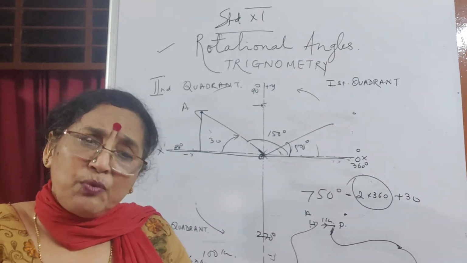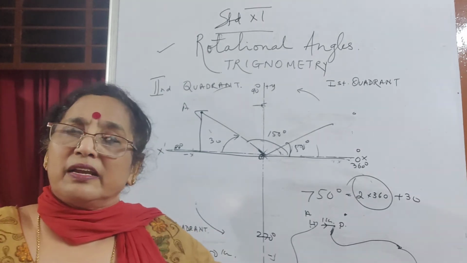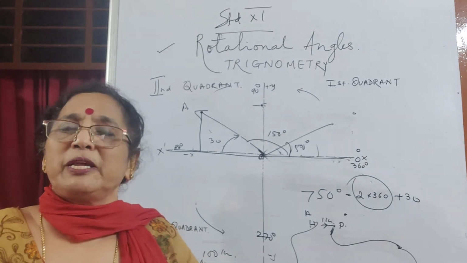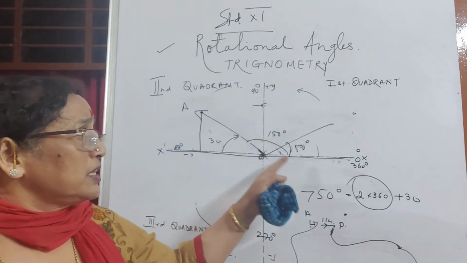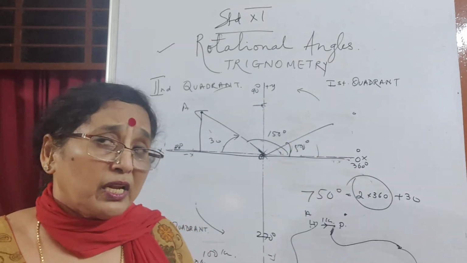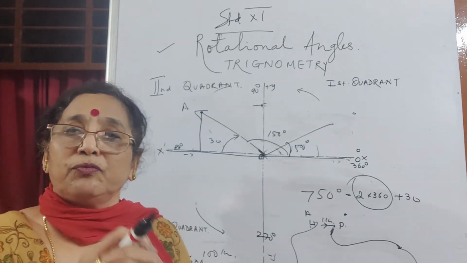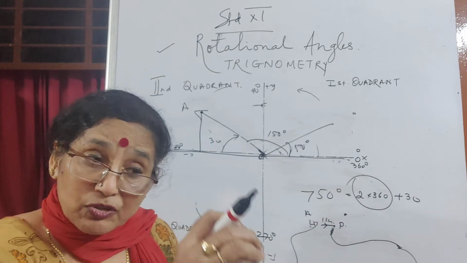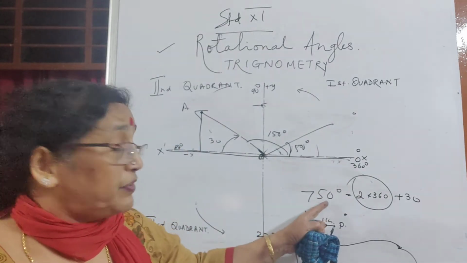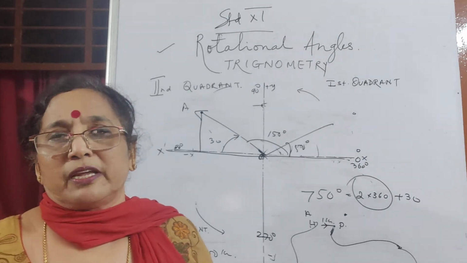So every angle which exceeds an acute angle can be expressed or resolved to the shortest displacement from the baseline, either from the vertical or from the horizontal. We are not talking about the vertical line now. So 750 degrees is the same as moving 30 degrees from the baseline.